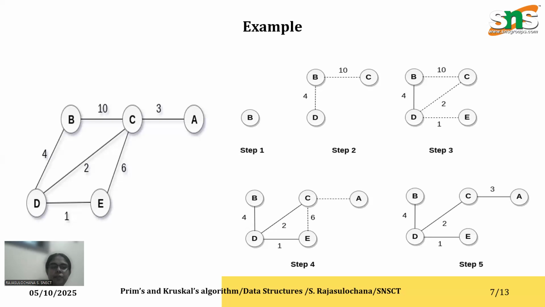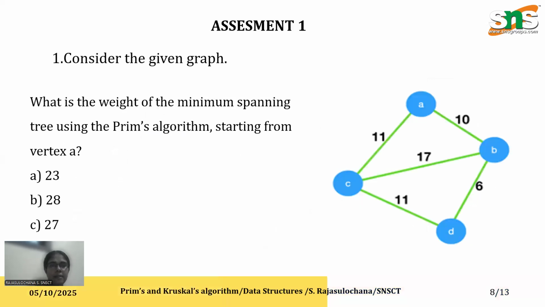For this graph, you will have only one minimum spanning tree since all the edge weights are distinct. So this is the logic behind the working of Prim's algorithm. Here is an assessment. For this particular graph, what will be the minimum cost of the spanning tree that will be constructed?